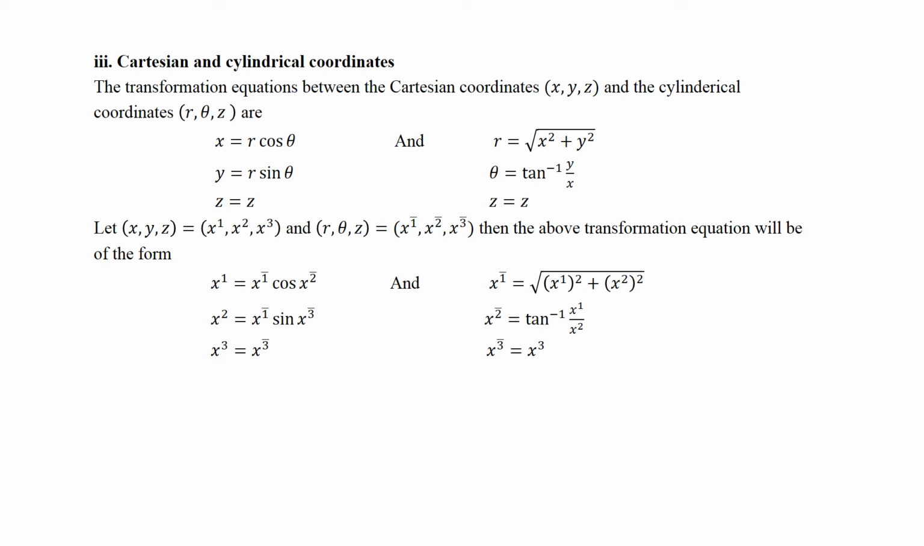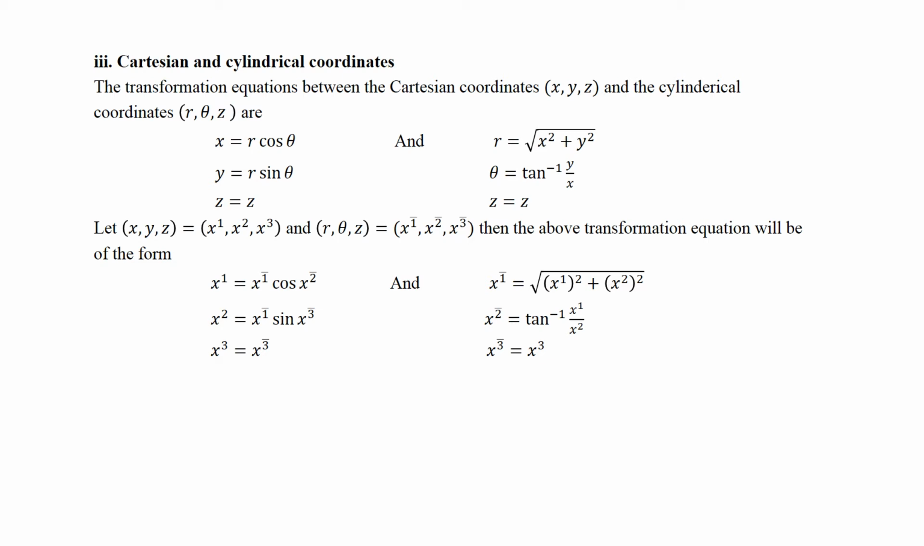The third coordinate is the same in both coordinate systems. In inverse form, r is equal to the square root of x square plus y square, theta is equal to tan inverse of y over x, and the last term is z is equal to z.